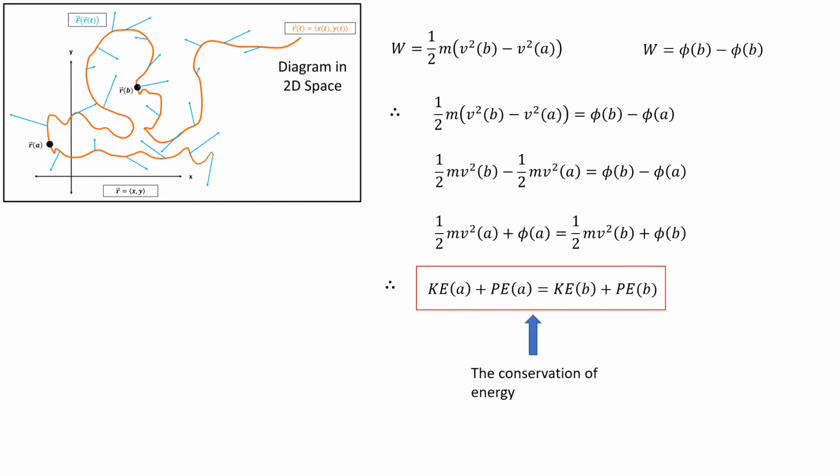And so we see that 1/2 mv² evaluated at A plus φ of A is equal to 1/2 mv² at B plus φ of B. This means that the sum of kinetic and potential energy at A is equal to the sum of kinetic and potential energy at B. And this is what we call the conservation of energy.